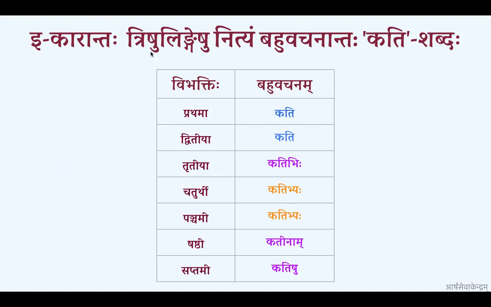So one thing to remember, as we saw, Trishu Lingeshu Samana Rupam Bhavati. So in all 3 lingas, it is the same, and Nitya Bahuvachanam, always in Bahuvachanam. Kati, Kati, Katibihi, Katibhyaha, Katibhyaha, Katinam, Katishu. So the Trutiya Vibhakti, Bihi, Chaturthi, Panchami, Bhyaha, Shashti, Nam, Saptami, Shu, those are the standard patterns that we have been seeing. So it is easy to remember. That is good. If you remember this, good enough.